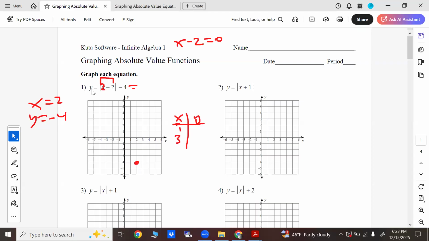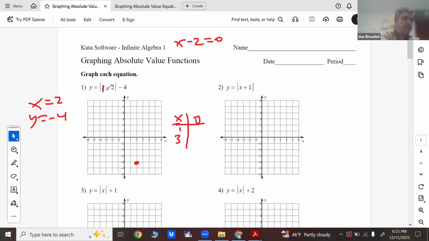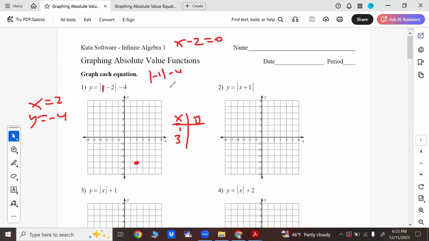That's all I need. So now what I want you to do is plug 1 in. What do you get when you plug 1 in? And be careful, please. 1 minus 2 is -1. Okay, what's the absolute value of negative 1? One. And what's 1 minus 4? Three. No, -3.